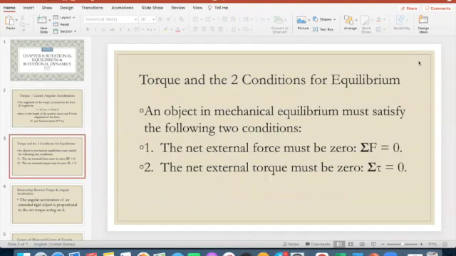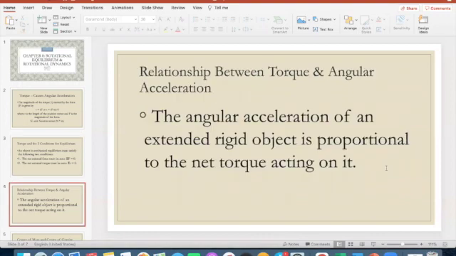Torque and the two conditions for equilibrium. First, the net external force must be 0, and then the net external torque must be 0. This means everything is balanced from either side of the object. Now the relationship between torque and angular acceleration: the angular acceleration of an extended rigid body object is proportional to the net torque acting on it.